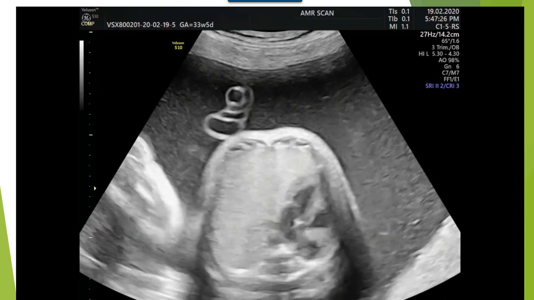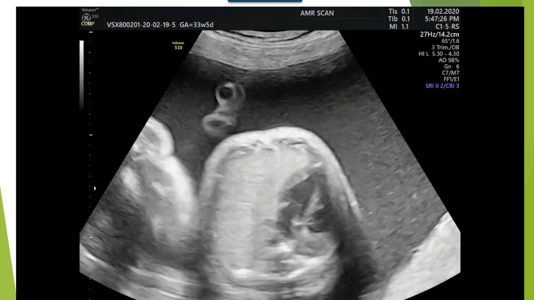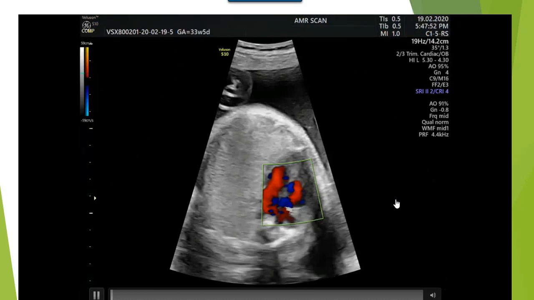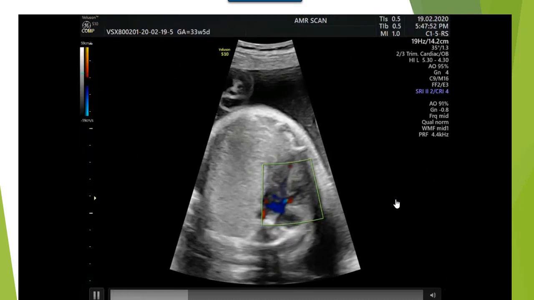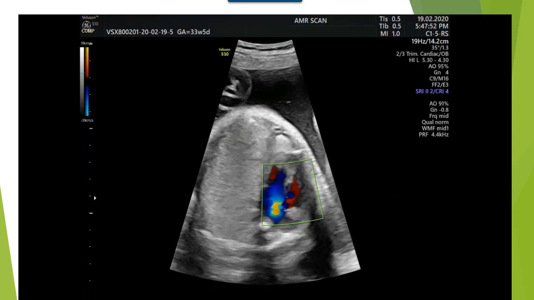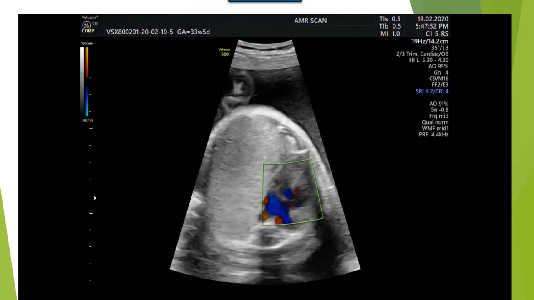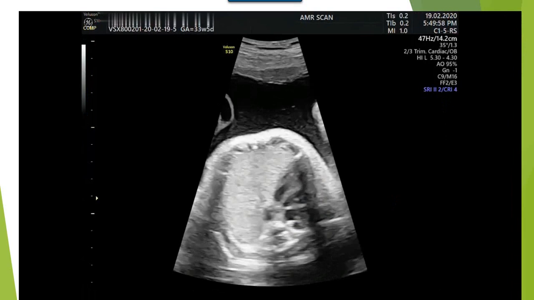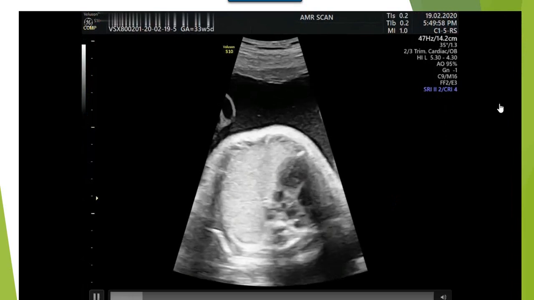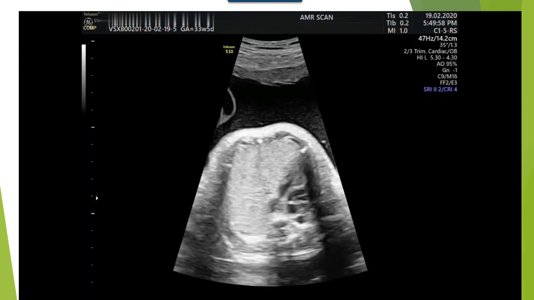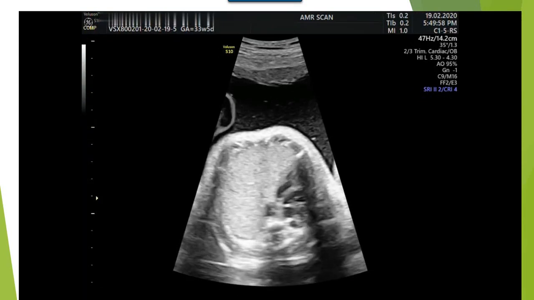You will notice the marked displacement of the heart and the homogeneous left lung. No significant encroachment on cardiac chambers. And here you will notice the three-vessel view and the outlet view of the heart, with no appreciable anomalies.